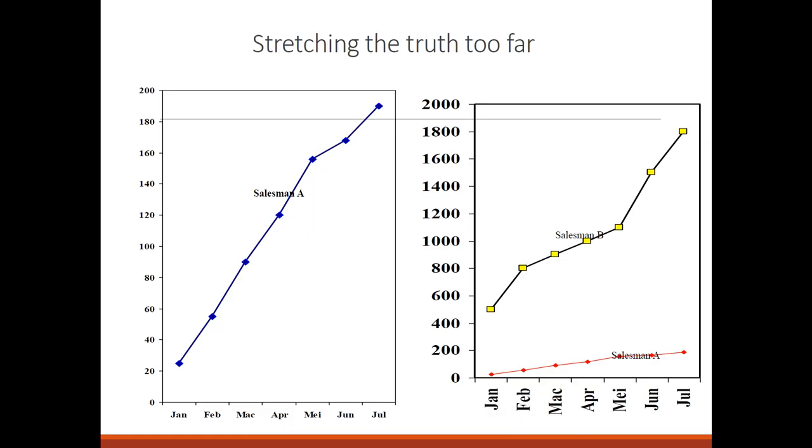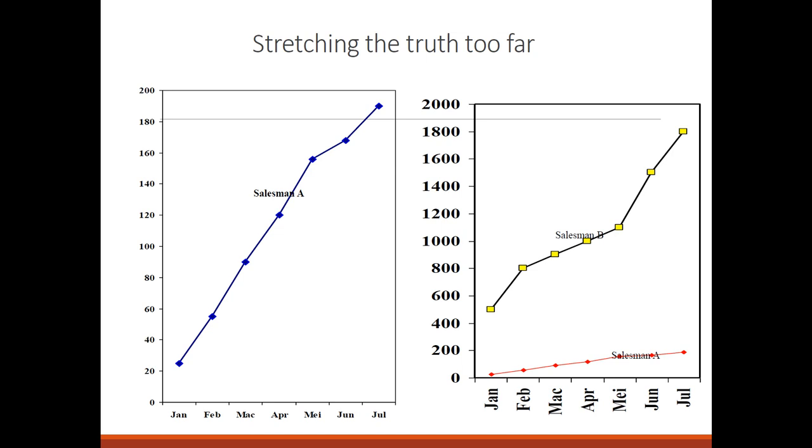Okay, you can see this one is stretching the truth. Look at this salesman A. This one is only one graph. When you look at the first graph, you see that wow, salesman A's sales increase every month, from 20 to 60 to 100. So if you look at this graph only, you would say salesman A is very good because the sales keep increasing. But if you look at the other graph where they compare salesman A and salesman B, you will get a different picture.